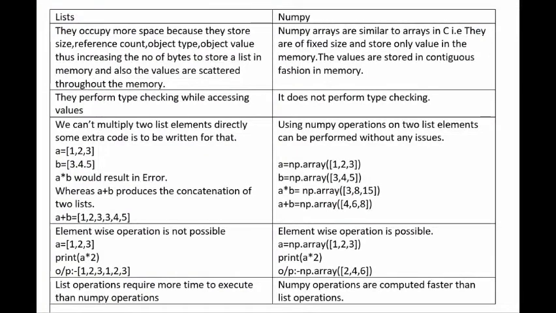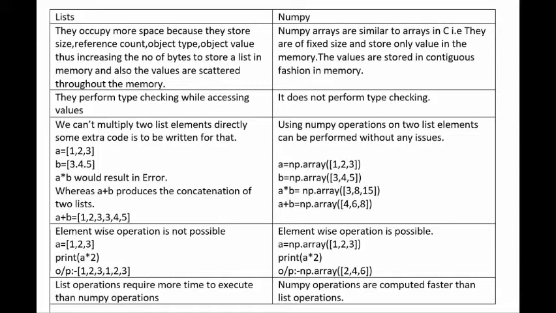When it comes to lists, they occupy more space because they store size, reference count, object type and object value, thus increasing the number of bytes required to store a list value in memory, and also the values are scattered throughout the memory. Whereas in NumPy, arrays are similar to arrays in C, that is, they are of fixed size and store only value in the memory. The values are stored in contiguous fashion in memory. In lists, they perform type checking while accessing values, whereas in NumPy it does not perform any type checking.